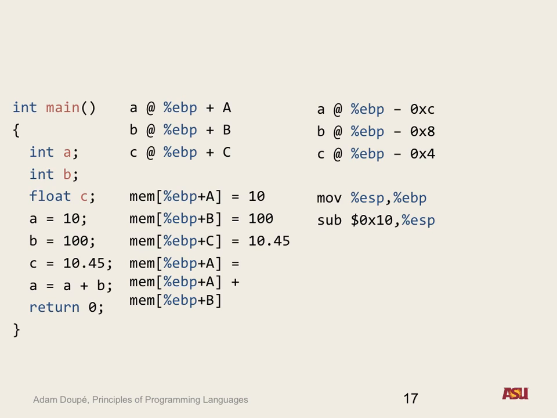Cool. Okay, then we're moving the constant value 10 into EBP minus C, which is which variable? A. Right? And even if we didn't know this, we could look at the code and see that the first thing this function does is move 10 into A, and this line is move 10 into EBP minus C. That means that EBP minus C must be A.